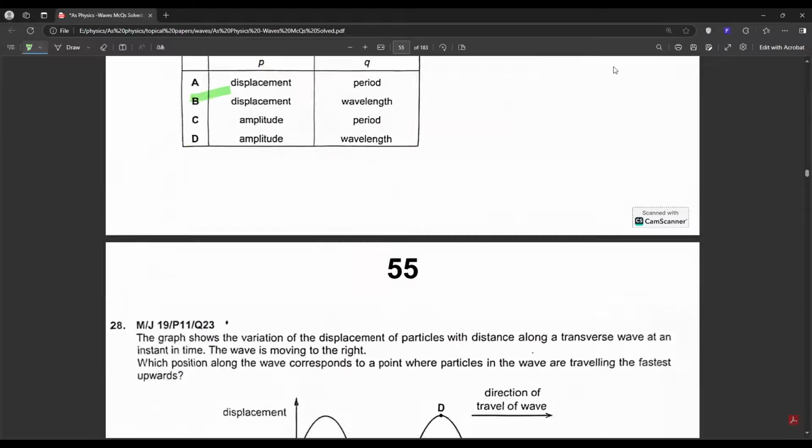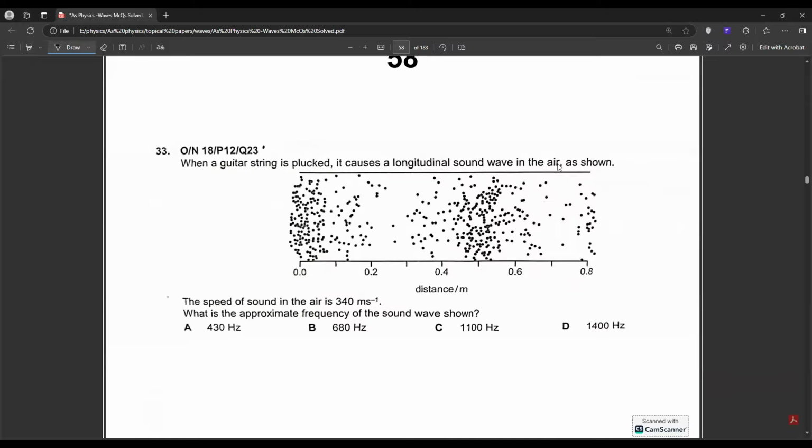Let's further move ahead. When a guitar string is plucked, it causes a longitudinal sound wave in the air as shown. The speed of sound is 340 m s^-1. What is the approximate frequency of the sound wave shown? We have to calculate the approximate frequency. Can you see this is also looking like a compression? The distance from compression to compression is what? 0.5 meters. That means your lambda is 0.5 meters.